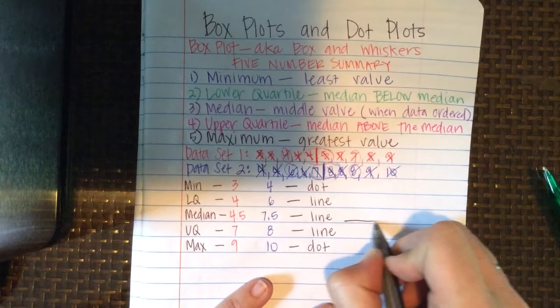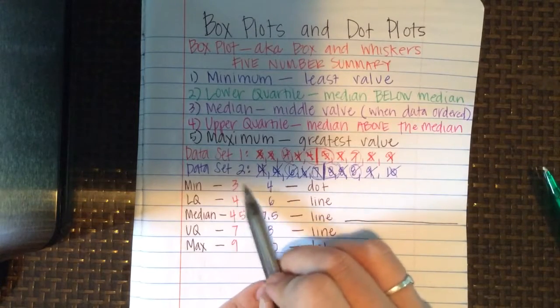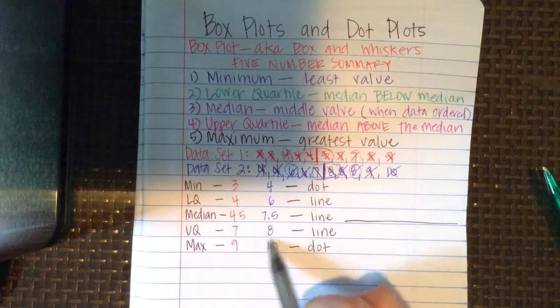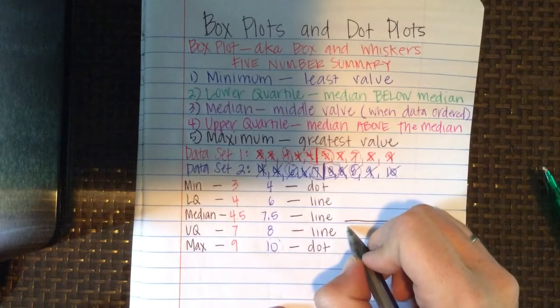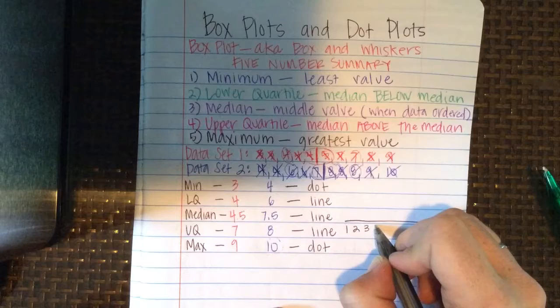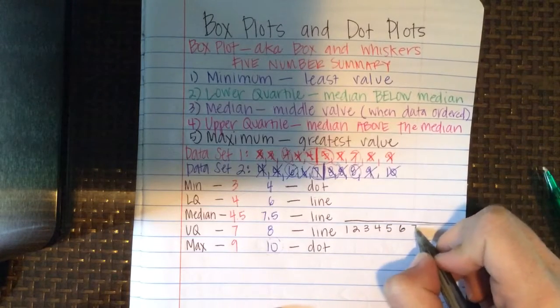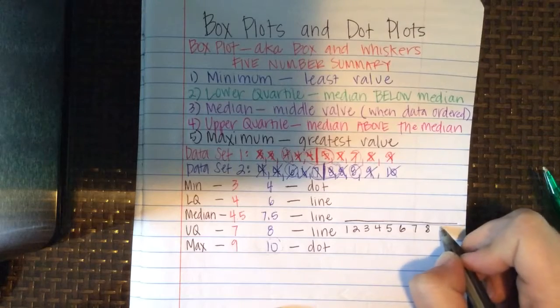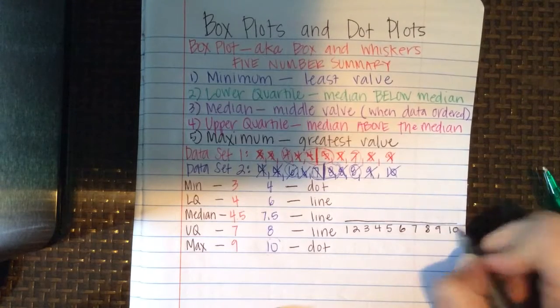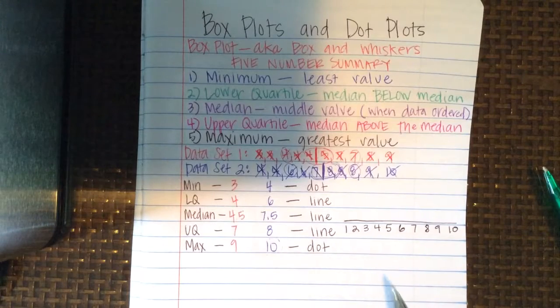So I draw a number line, and I want to include all of my data values. So 3 is my minimum and 10 is my maximum. So I'm just going to do 1 through 10: 2, 3, 4, 5, 6, 7, 8, 9, 10. And what you need to be really careful of is that you try your hardest to make your spacing even.